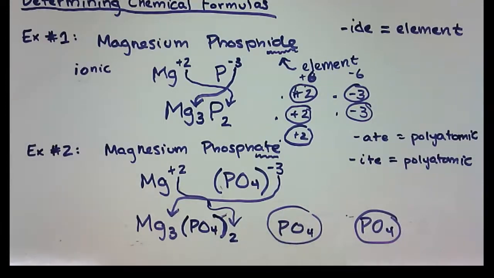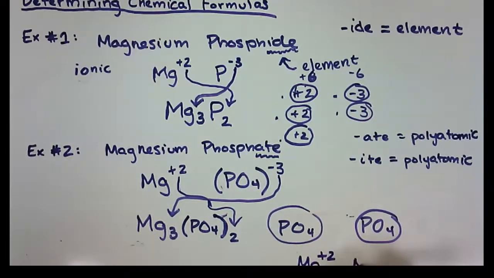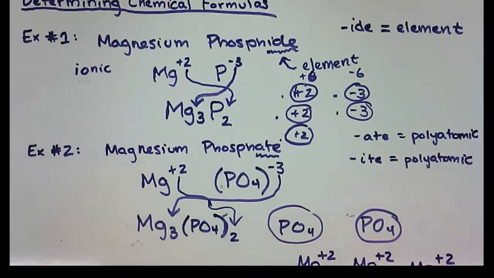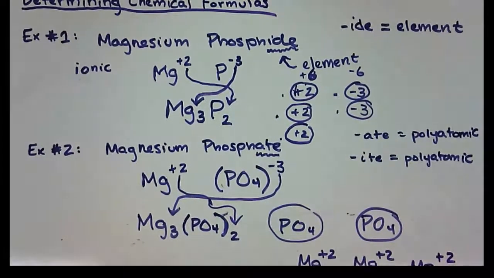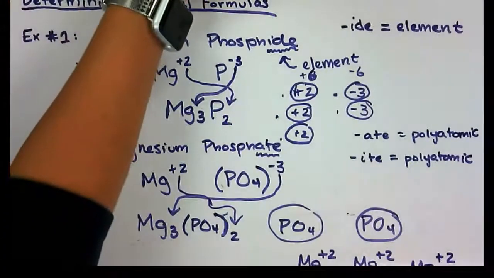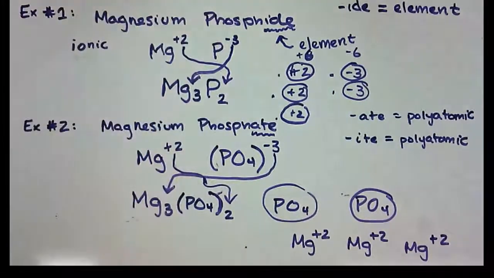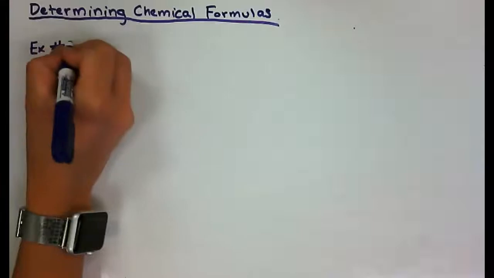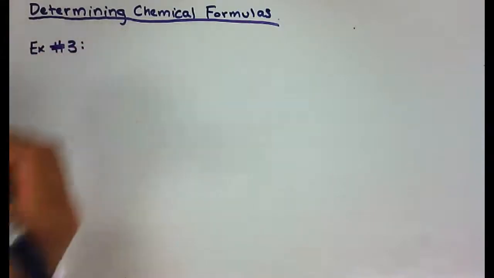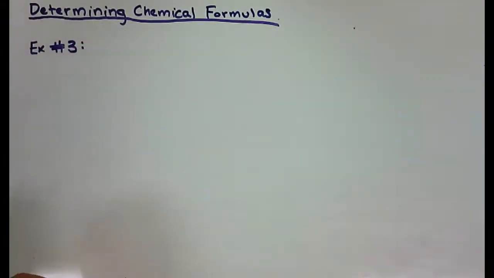So we have 2 PO4s, and then we have 3 Mg plus 2s, or 2 pluses. Mg plus 2. We have 3 of those, which I know I keep going off the screen here. So let me adjust that real quick so you can see a little better. Mg plus 2.